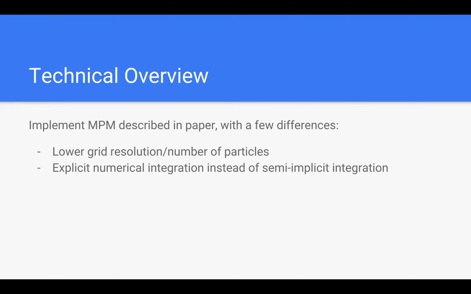Okay, so we implemented the material point method as described in the original paper with a few minor differences. First of all, our implementation is less efficient, so we use a lower grid resolution as well as fewer particles. And secondly, rather than doing the semi-implicit numerical integration for the physics, we used an explicit numerical integration from class for simplicity. And now we'll demonstrate some results from our snow sim.